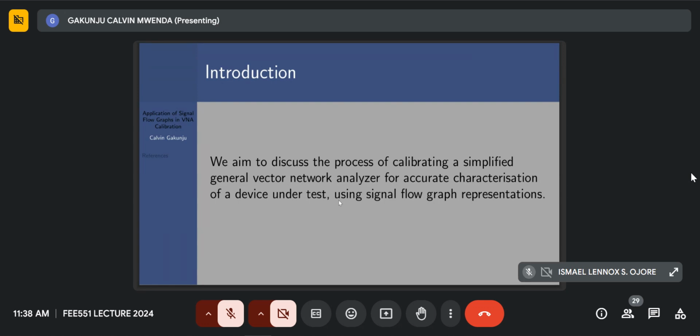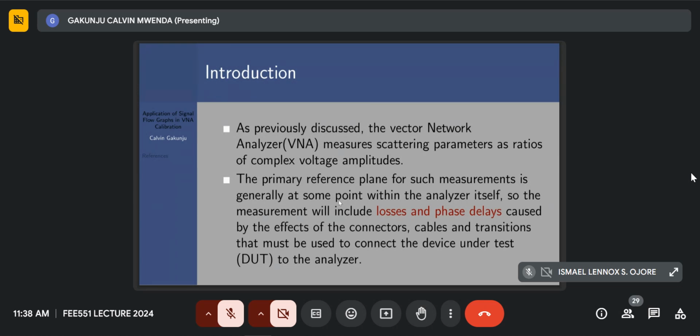As previously discussed, the VNA, vector network analyzer, measures scattering parameters as ratios of complex voltage amplitudes. The primary reference plane for such measurements, which was covered by Kerry, is generally at some point in the analyzer itself. So the measurements will include losses and phase delays caused by the effects of the connectors. These losses and phase delays can be seen by considering the propagation coefficient gamma that we covered in transmission lines.